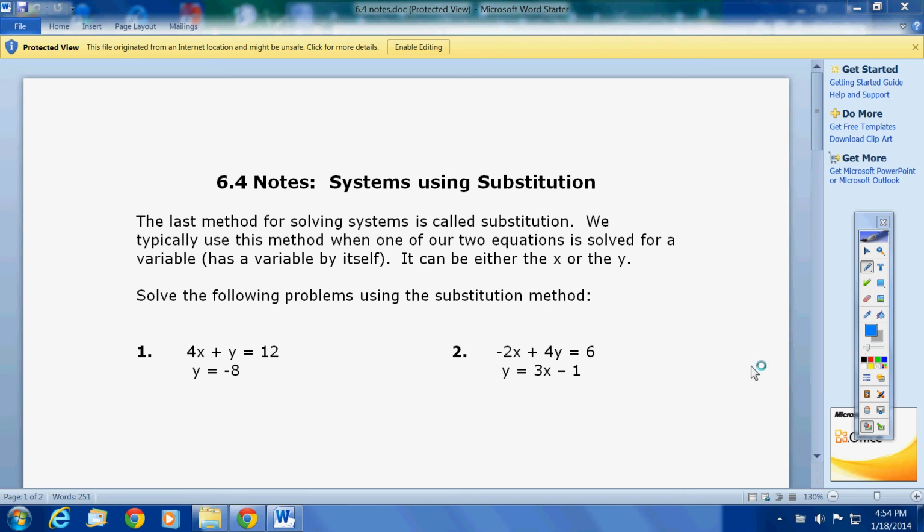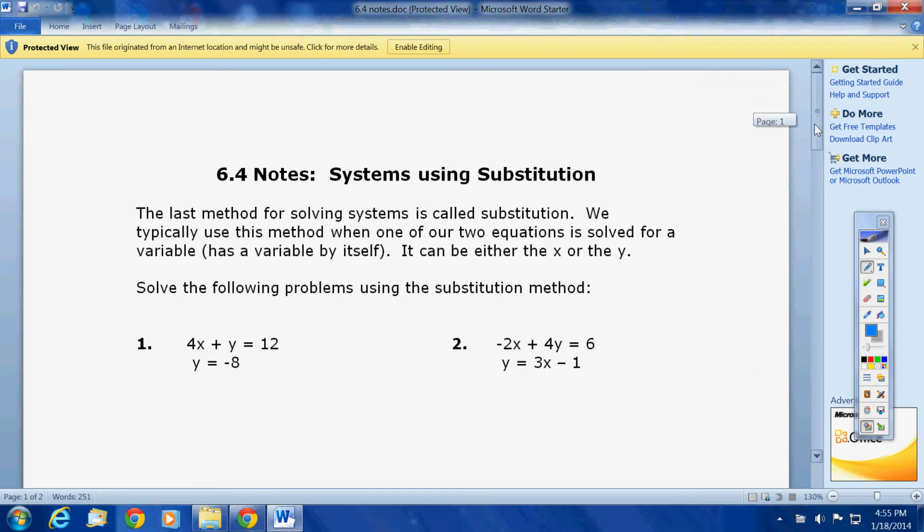Okay, these are 6-4 notes over systems using substitution. The last method for solving systems is called substitution. We typically use this method when one of our two equations is solved for a variable, meaning it has the variable y by itself, like y equals or x equals. And again, it could be either the x or the y. So we want to solve the following problems using the substitution method.